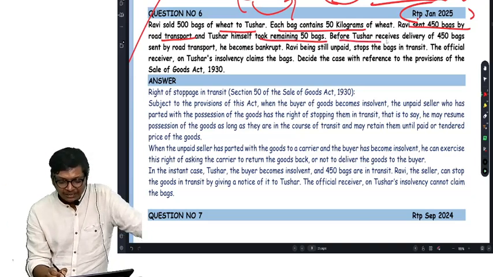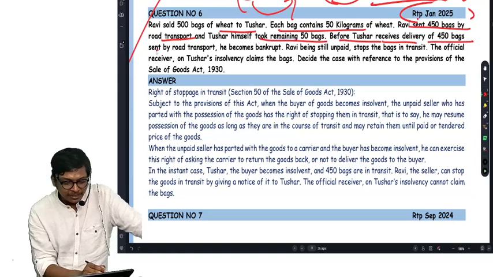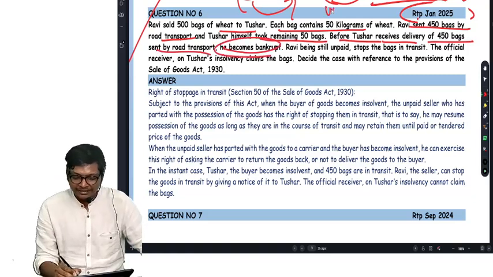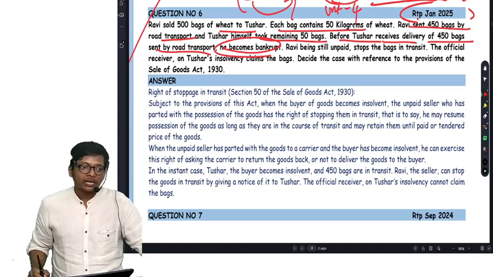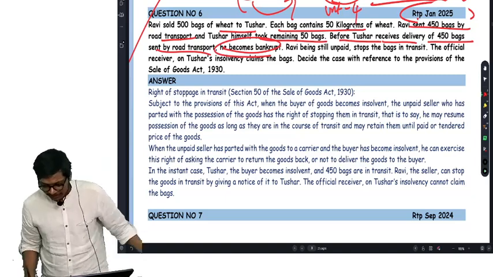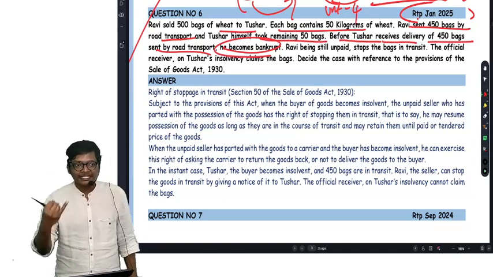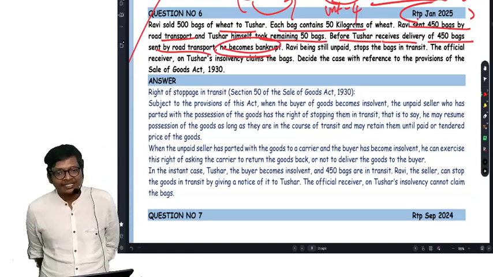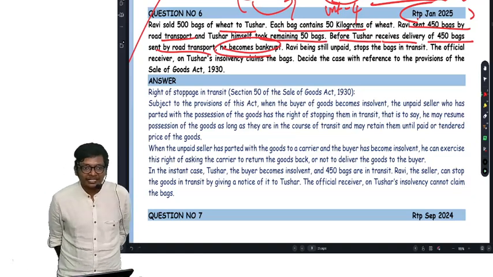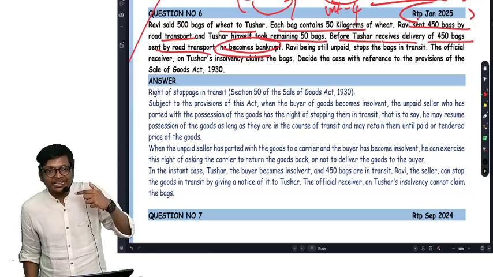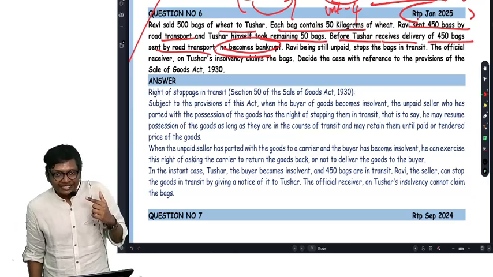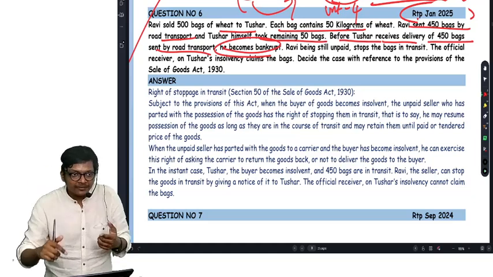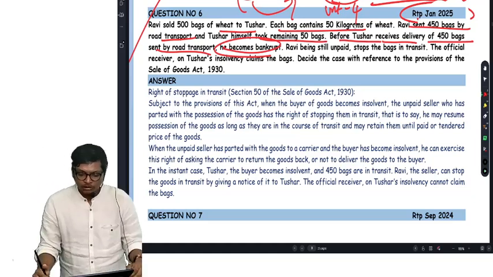Before Tushar reaches delivery of 450 bags by road transport, he becomes bankrupt. They are testing unit 4, unpaid seller. Unpaid seller has 3 rights: right of lien, right of stoppage in transit, right of resale. When will right of stoppage in transit come? When the goods are in delivery and before the delivery is completed, the buyer has become insolvent, then I can get possession of those goods.